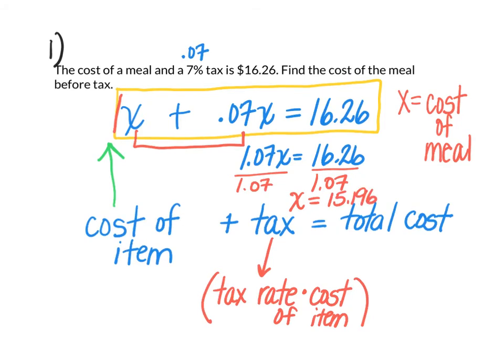15.196. We're talking about money, so we're going to round to the nearest cent, which means the cost of my item, or the cost of my meal, was $15.20. So my meal was $15.20, and I spent $16.26.